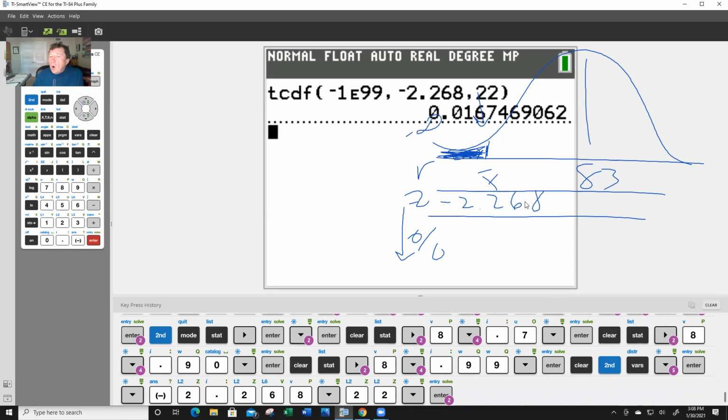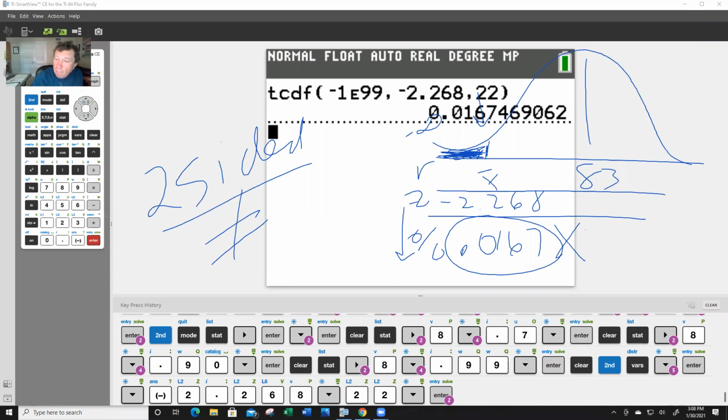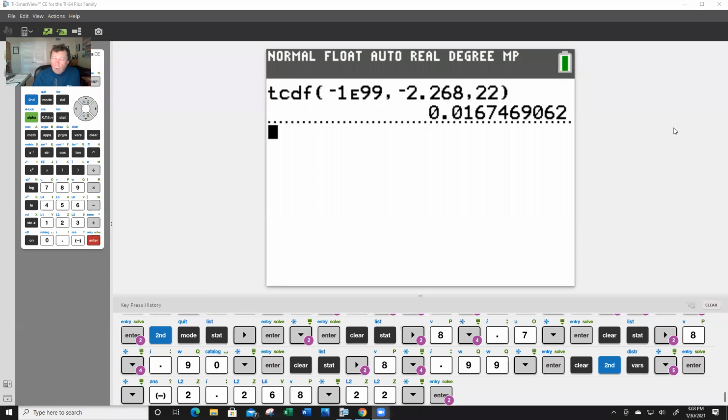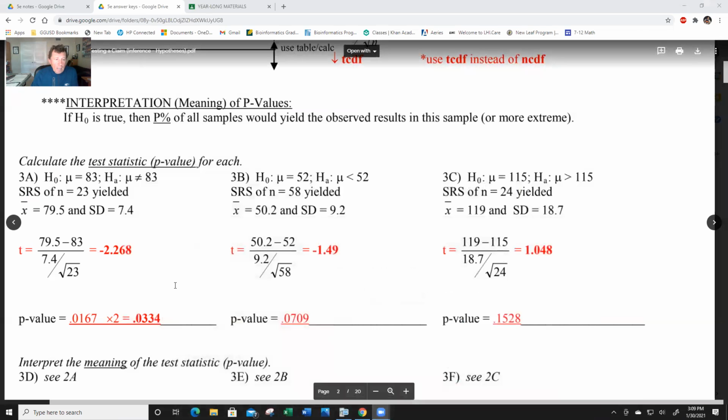All right. So 0.0167 is the tail, but this is two-sided. It's two-sided because it had a not equal to. So I have to multiply this by 2 and put it on this side as well. Okay, so let me clear that. And we'll go to the answer. I'll go times 2, I guess, real quick. Times 2. There we go. 0.0335 is the answer to that. And let's see what we got here. Yeah, 0.033. I guess I rounded before, but you get the idea.